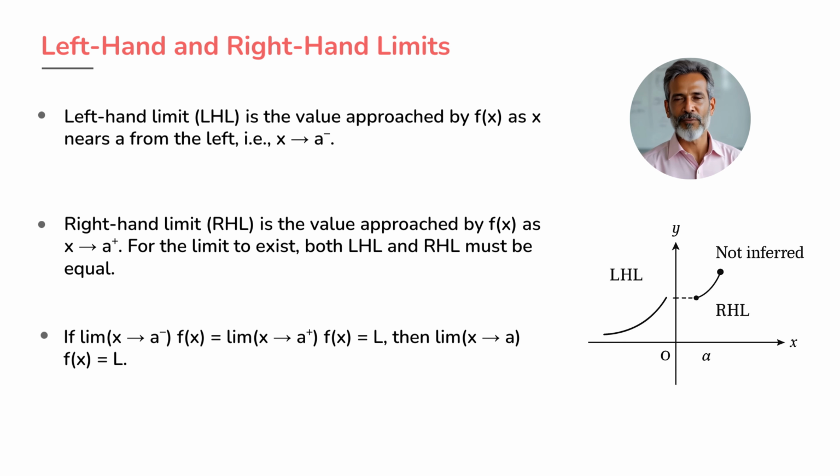Visualize a graph showing a function with different behaviors when coming from the left and right of a point A, marked clearly with LHL and RHL. This helps us see exactly when the overall limit exists and when it doesn't. Understanding these one-sided limits is crucial because sometimes the function might jump or behave differently on each side, so the limit at that point doesn't truly exist.